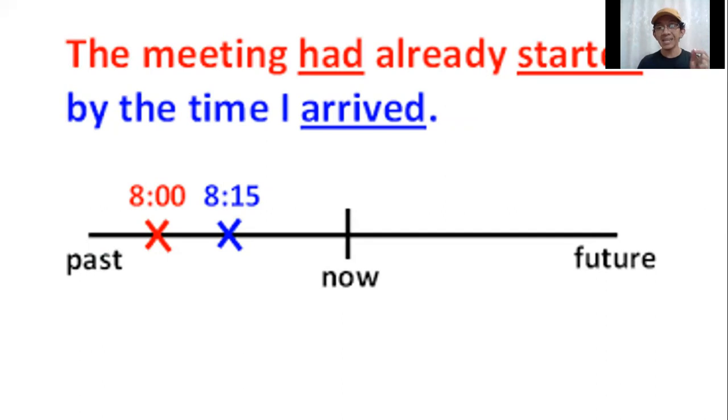So the meeting at 8 had already started when I arrived. I opened the door and everybody was there. The meeting was going on. So two activities, and it's important to mention which one occurred first and which is the other one that is occurring second. And we're going to study this better in the next lesson.